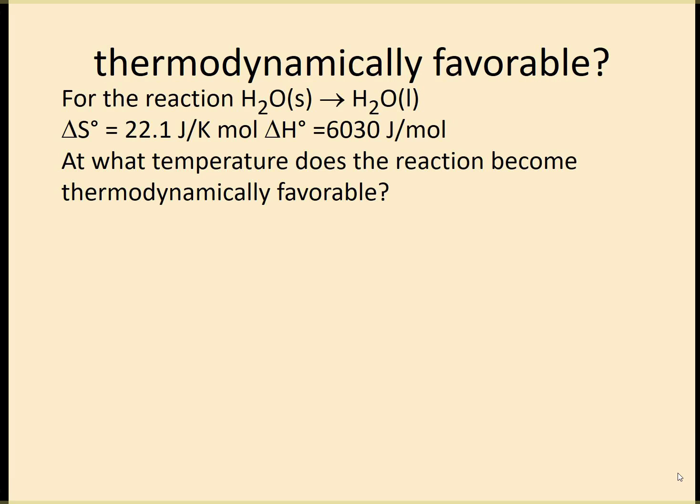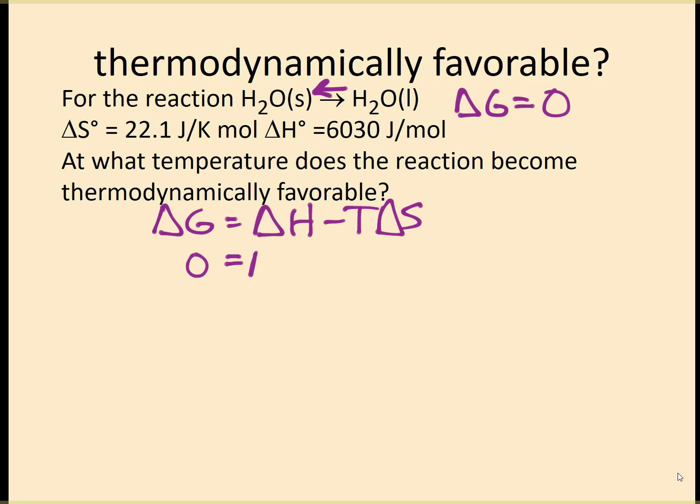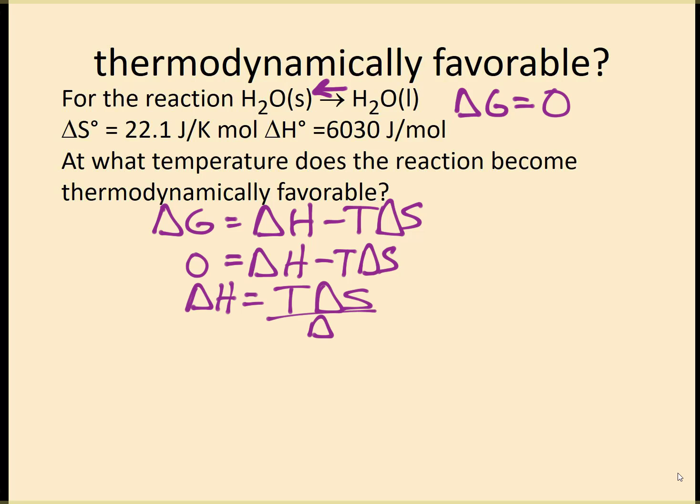At what temperature does this reaction of ice melting into a liquid become thermodynamically favorable? And you might already know what temperature this occurs, but we can calculate it. So when we're at a phase change, that means we're at an equilibrium. And when we're at equilibrium, delta G equals 0. So if I have my Gibbs Free Energy Equation, and I make G equal to 0, and I can rearrange this and then solve for T, I have delta H divided by my entropy.